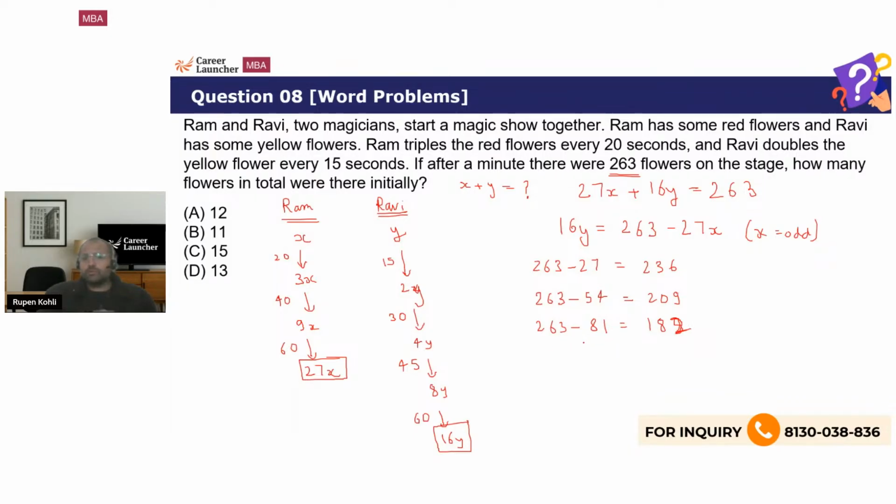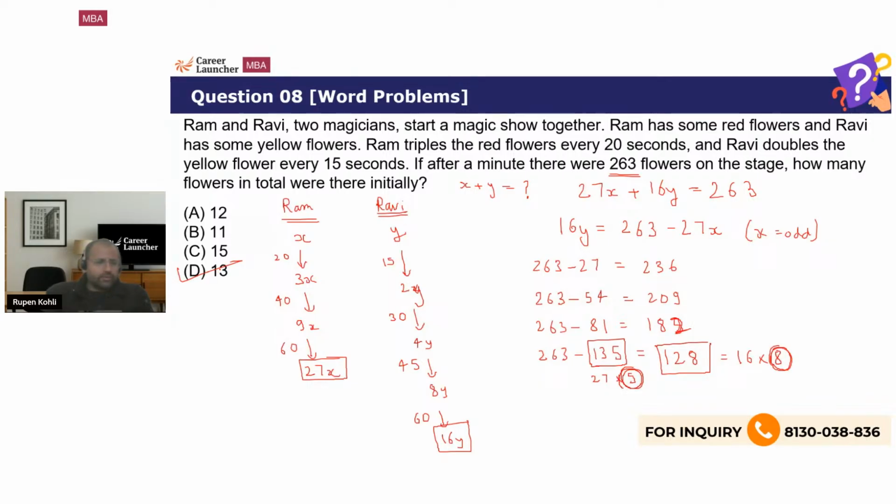So what about 5? x equal to 5. 263 minus 27 into 5, which is 135. हाँ, लग रहा है कि ये 128 है. Yeah, so that works. 128 is 16 into 8. And this I have taken as 27 into 5. So those are the values that we were searching for. So basically my x is 5 and my y is 8. 5 plus 8, 13. Right?